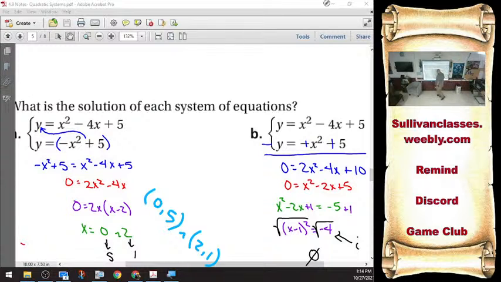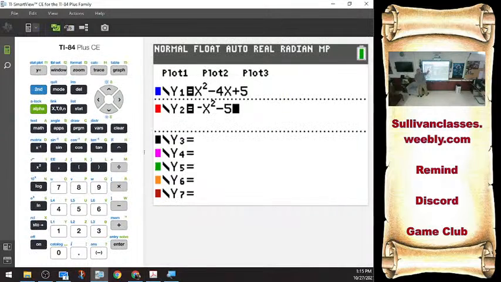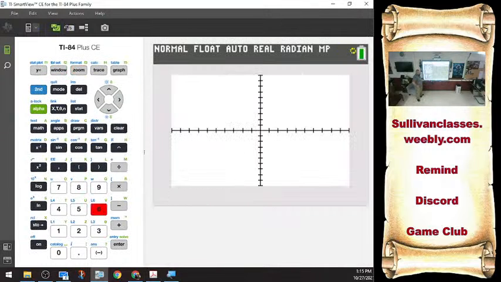Now, if you want to confirm that, you bring back your calculatron, go to y equals and say positive x squared minus 4x plus 5. Down here, I've got a negative x squared minus 5. Parabola number 1, parabola number 2. They never cross, so no real solution.